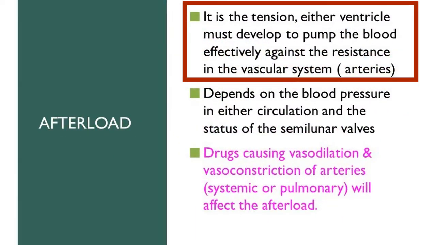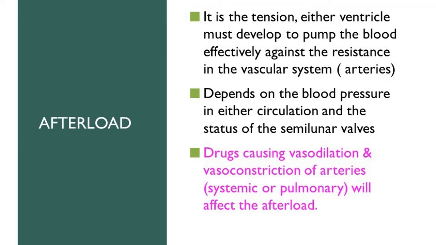Afterload is the tension both ventricles must develop to pump blood effectively against the resistance in the vascular system, which is arteries. So the left ventricle has to pump blood into the aorta, which is the high resistance vascular system. The right ventricle has to pump blood into the pulmonary trunk, which is a low resistance vascular system.